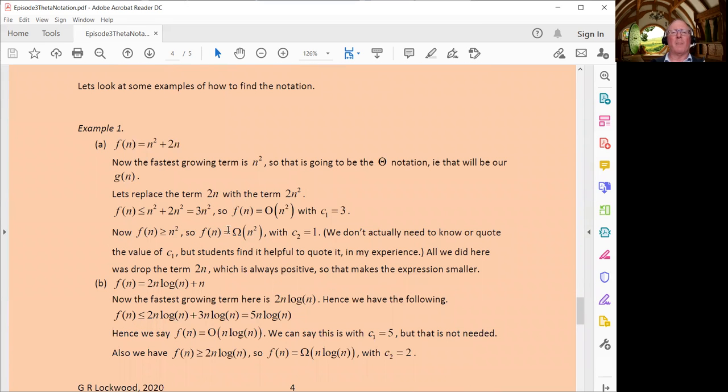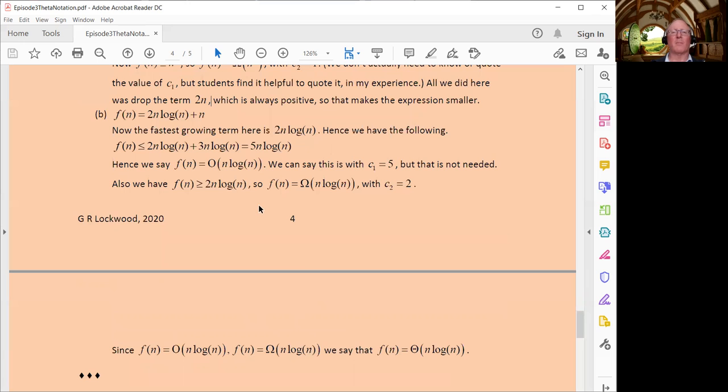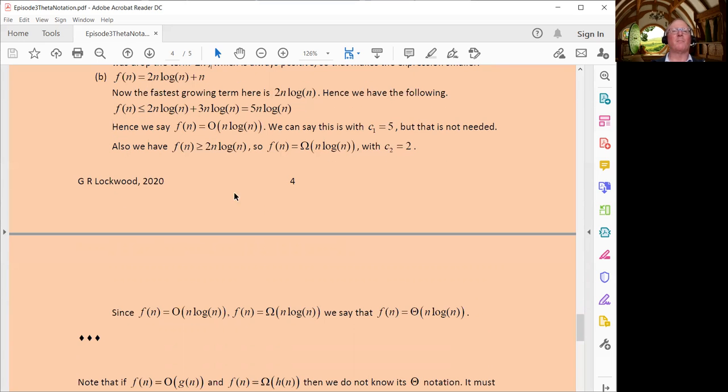And so our f of n, and it would be really helpful here to say this, is that f of n is big O of n squared. Why didn't I say that? I should have said it. I did in the next one.